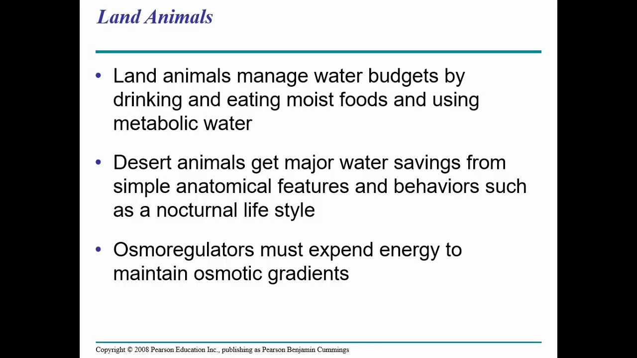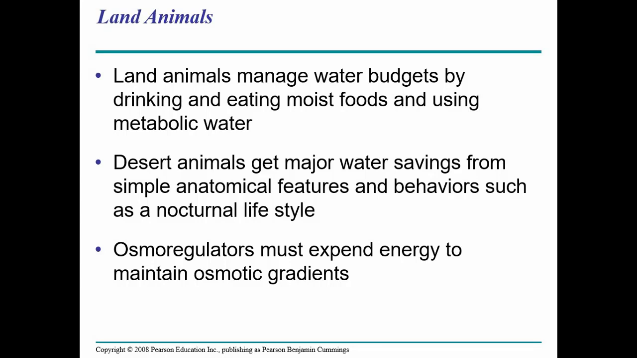And now let's talk about land animals, animals living on land. Land animals manage their water budget by drinking, eating moist food, and using metabolic water. For example, humans get water from drinking and also from eating many foods that contain water. And not only that, from our metabolism, our body also produces water.